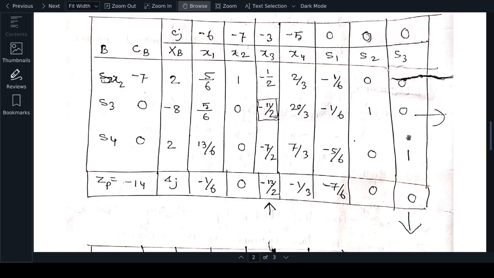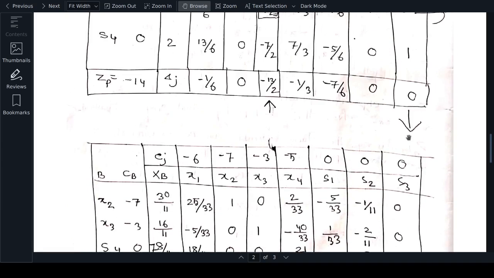So next what we do, we remove this one. You see, our key row will be the second row. In the second table, the key row is the second row, because only one negative value is present. So minus 8 means the second row is our key row.